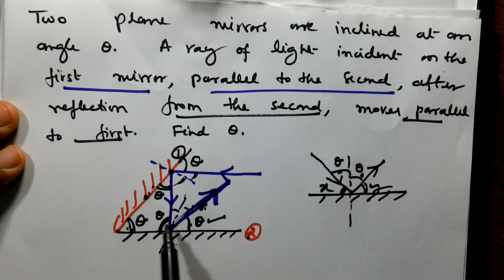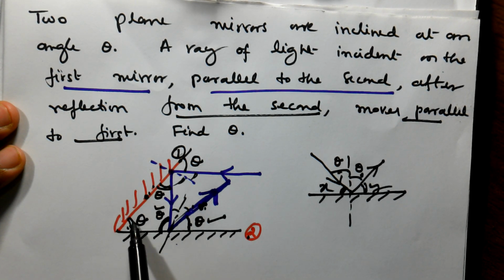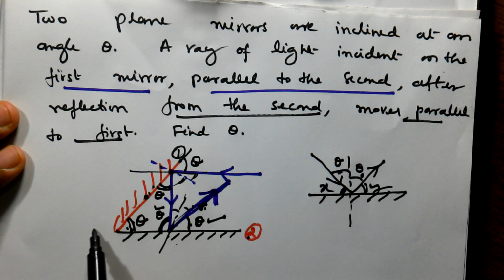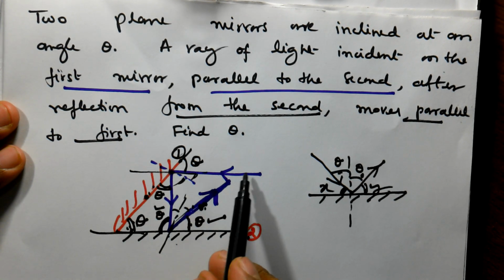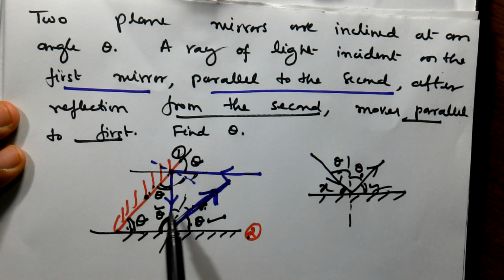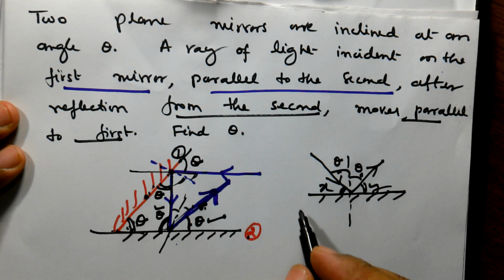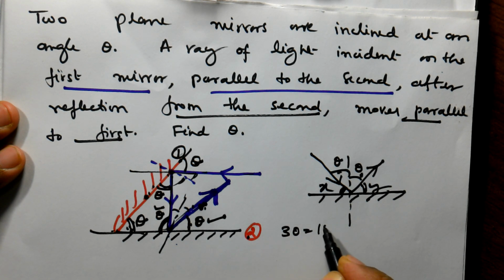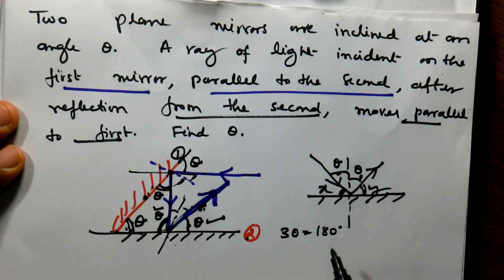This is glancing angle, this is also theta. And this one should be equal because these two are parallel. If this is theta, this is theta. For this one it is glancing angle, it is theta. So this is theta, theta, theta. You see this triangle, all thetas. So 3 theta must be equal to 180. Here, what is theta? It is 60 degrees.